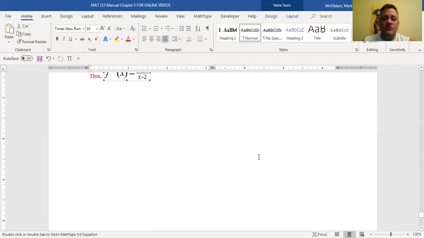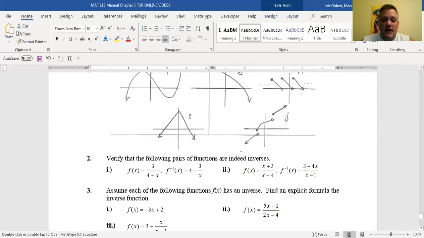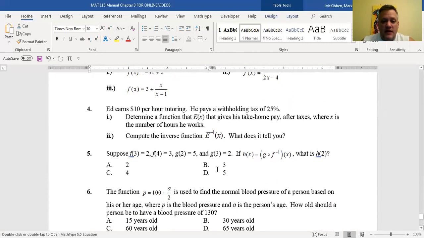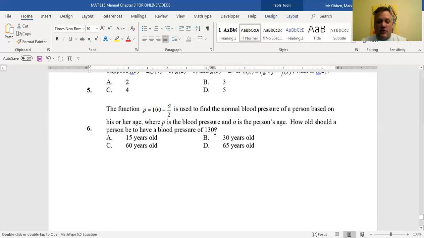All right, so go ahead and try these problems. Very much similar to what we just did. A couple of interpretation problems, number 4, number 6, to get you thinking about what you're really doing. Remember, the inverse function gives you an input, right? So E inverse of x is an input into the original function, right? So think about that when you're doing number 4 and 6.